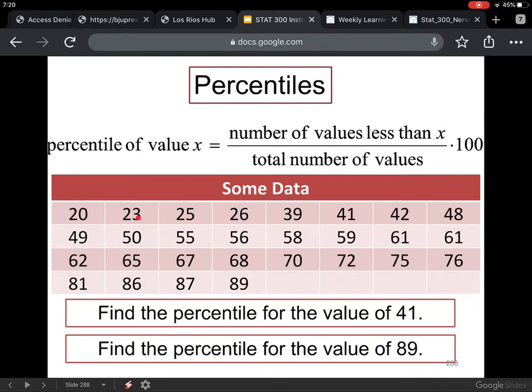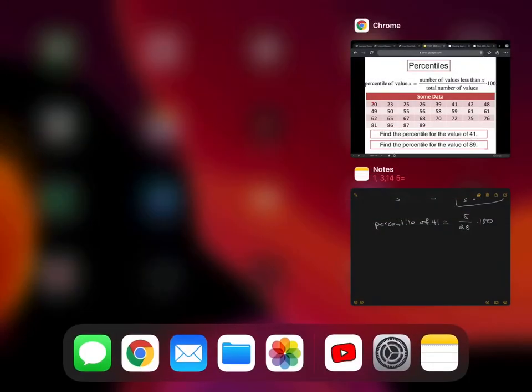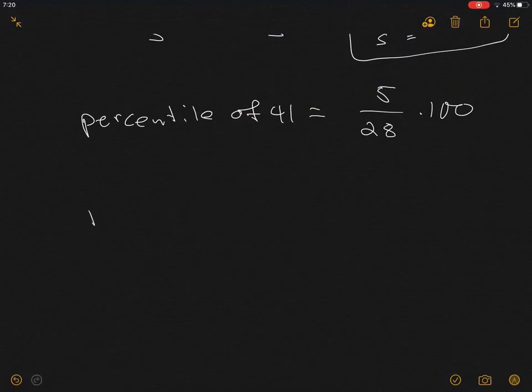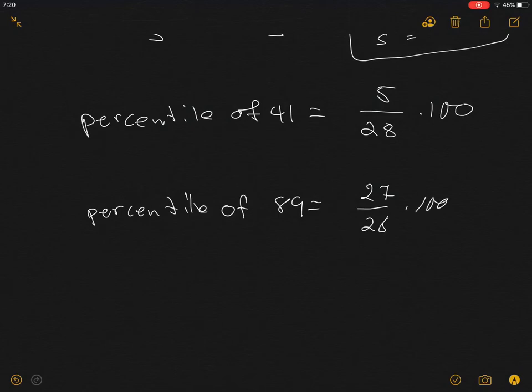If there's a total of 28 values here, how many values below it? 27. Below 89, excuse me. The percentile of 89 would be 27 out of 28 times 100. And please note that this is not 100% because 28 out of 28 would be 1 times 100, which would be 100%. Why is that the case?